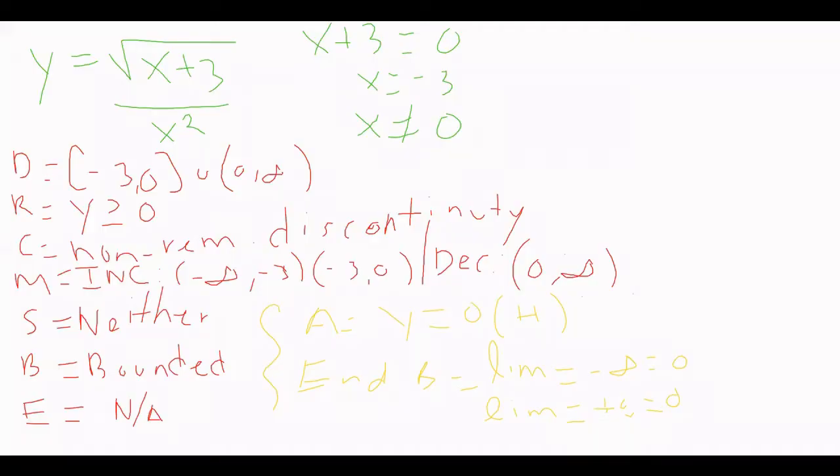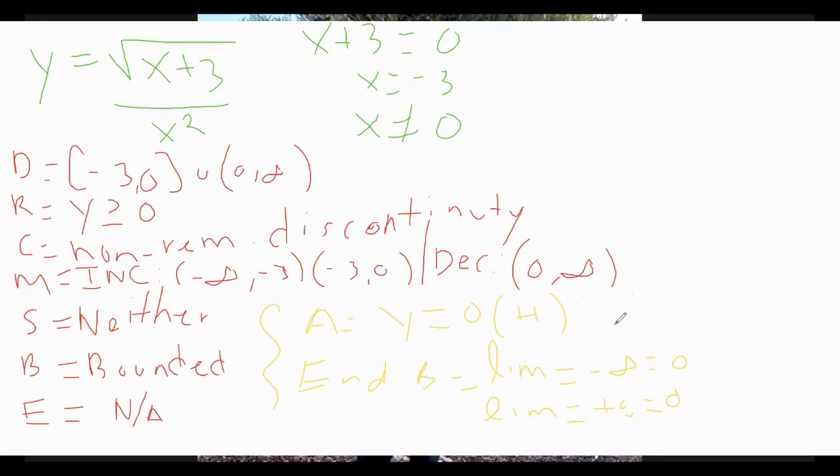So then the range is y is greater than or equal to 0, since the graph doesn't go below 0 at any point. And it's also equal to because it touches 0. So let's get right into it.